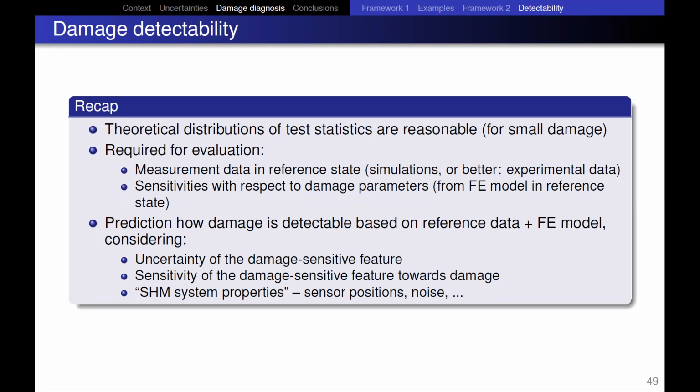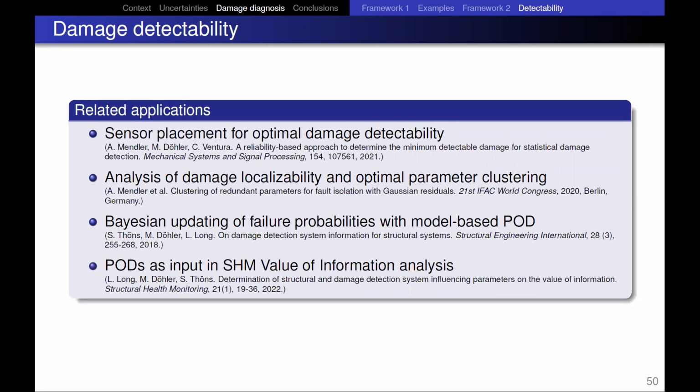And then the prediction of how damage is detectable in the structure is based on this reference data and the FE model, considering in particular the uncertainty in our damage sensitive features that are computed from the data, and the sensitivity of course towards the damage parameter, and then all kinds of SHM system properties like the sensor positions where the sensors see our data and can see the damage, noise properties, and so on. And then we can use that, for example, also as an input to obtain an optimal sensor placement that can achieve optimal damage detectability. So we have a performance criterion in that sense for the damage detectability.